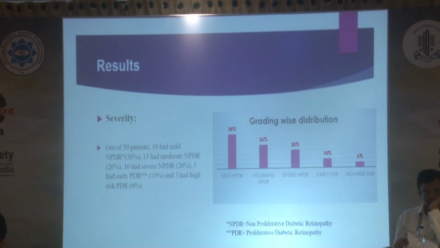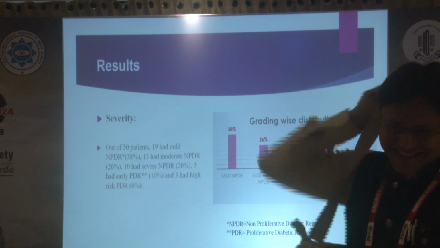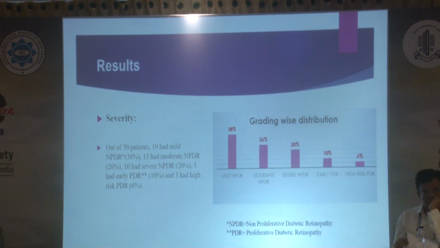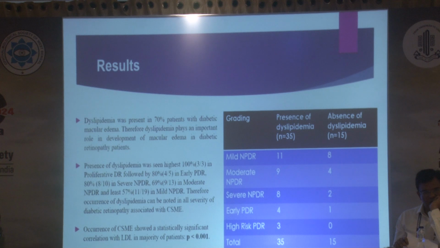According to the grading, 38% of patients had mild NPDR, 26% had moderate NPDR, 20% severe NPDR, 10% early PDR, and 6% high risk PDR. So dyslipidemia was present in 70% of patients with diabetic macular edema. Presence of dyslipidemia was seen highest, that is 100%, in high risk PDR, and decreasing in order to mild NPDR, that is 57%, and a statistically significant correlation was found between the occurrence of CSME and LDL.